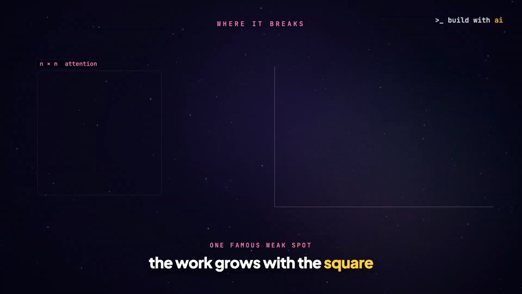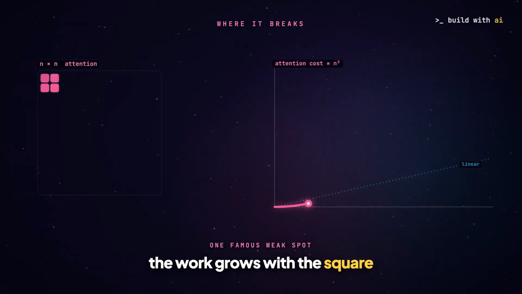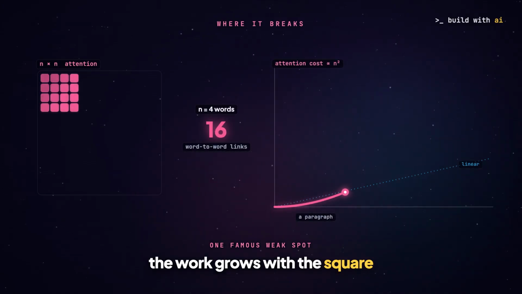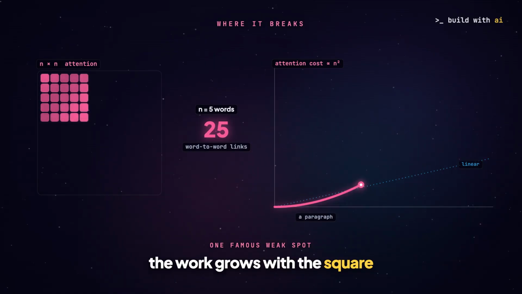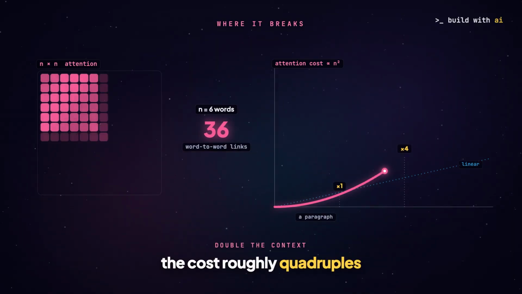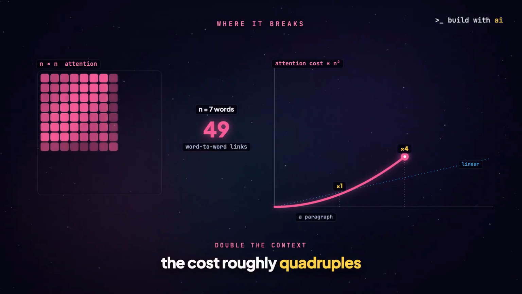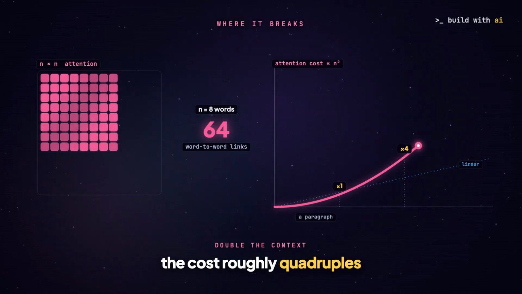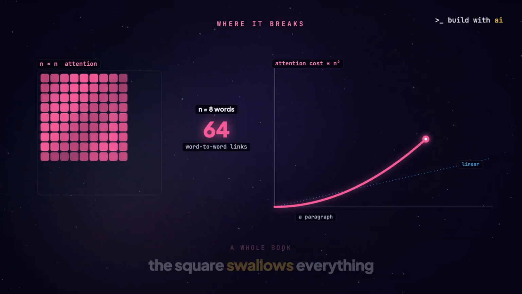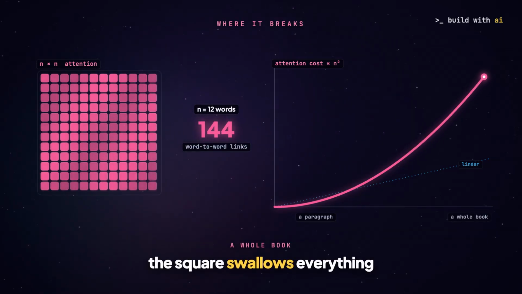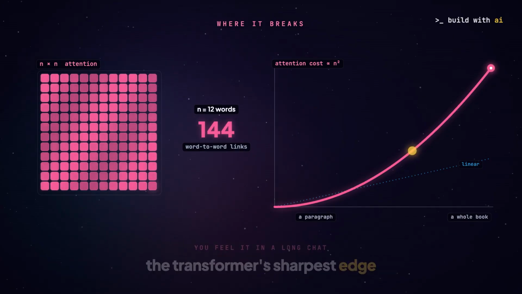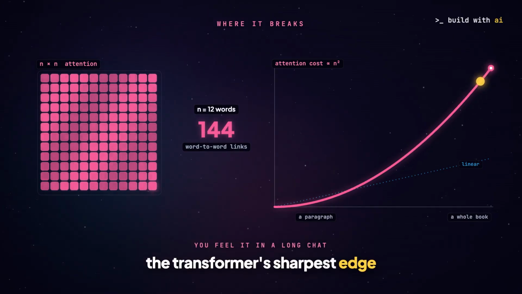But this machine is not free, and it has one famous weak spot. Attention lets every word look at every other word, so the work grows with the square of the sequence length. Double the context and attention's cost roughly quadruples. Feed it 10 times as much text and you pay 100-fold. A short paragraph is nothing. A whole book, and that quadratic term swallows everything else. This is the transformer's sharpest edge, and you can feel it every time a long chat starts to slow down.